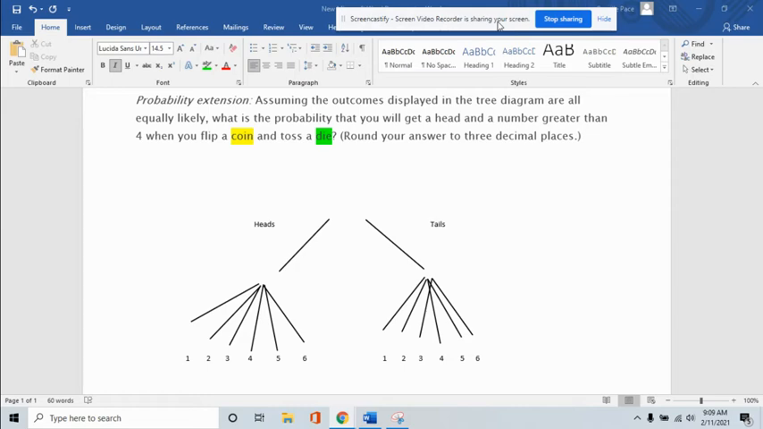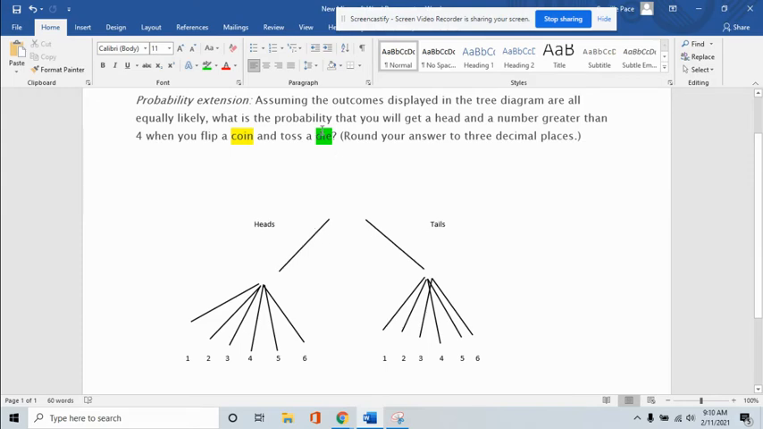So assume the outcomes displayed in a tree diagram are all equally likely. What is the probability that you'll get a head and a number greater than 4 when you flip a coin and toss a die? All right, so the first thing you're going to do is flip a coin. My first branch is tossing a coin, so you could get a head or you could get a tail. That tells me there's a 50% chance you get a head, 50% chance you get a tail.